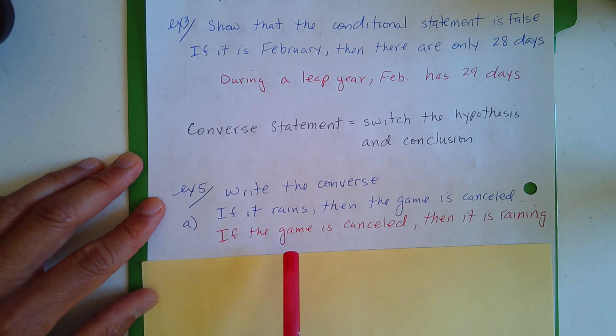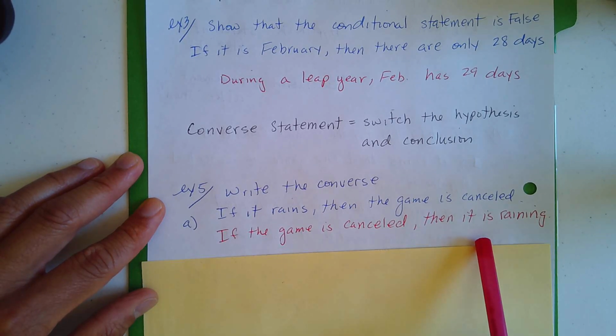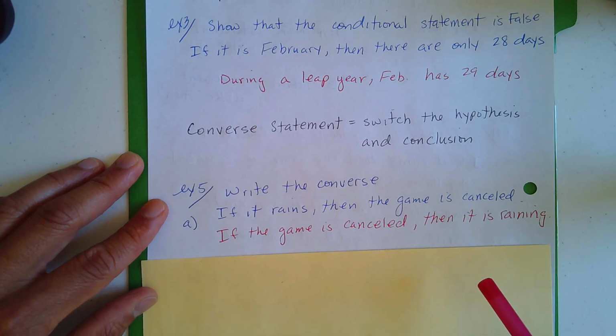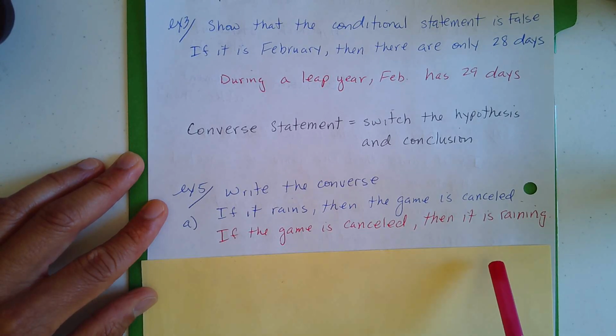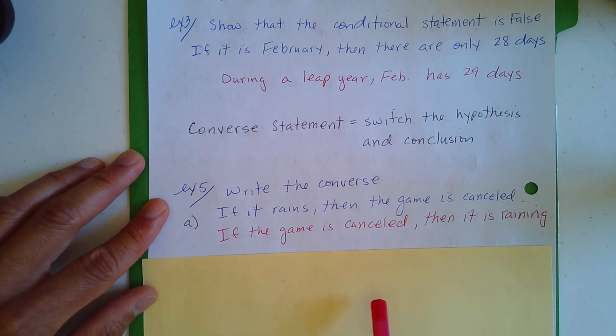This converse has a false truth value, because if the game is canceled, there could be another reason why it's canceled. The game could be canceled because the lights aren't working, or because not enough players showed up because of a forfeit. So there could be more than one reason for the game to be canceled. So the converse has a false truth value.